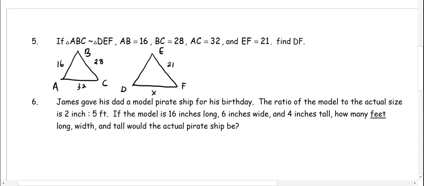So if we set up our proportion, we see that BC is similar to EF. So we're going to have 28 over 21 is equal to the side that has the x goes along with 32. So we have 32 over x. So as we cross multiply, we get 28x is equal to 672. Divide by 28. So x is 24, which means that DF is equal to 24.